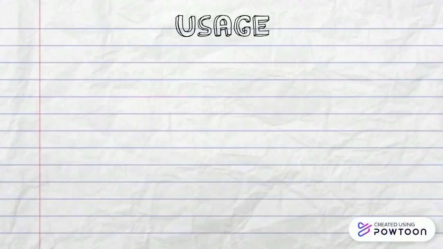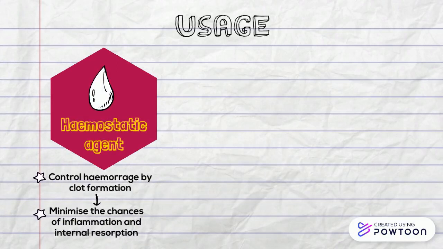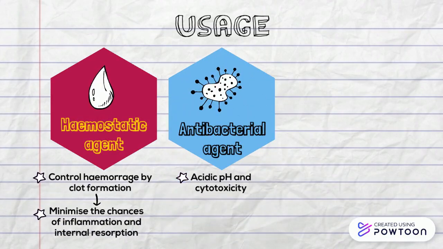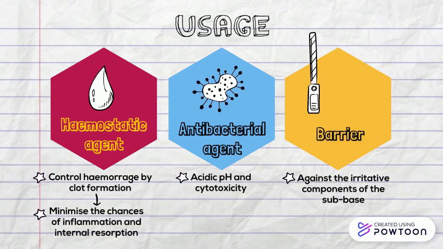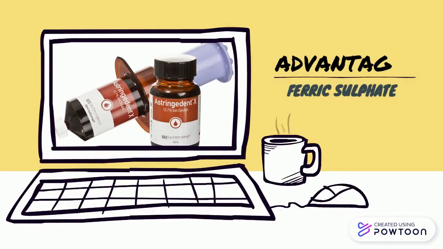To summarize, there are three main usages of ferric sulfate. Firstly, it is a hemostatic agent since it controls the hemorrhage by clot formation. Secondly, it is an antibacterial agent due to its acidic pH and cytotoxicity effect. And lastly, it is an effective barrier of the pulp against irritative components. So now let's continue with the advantages of ferric sulfate.